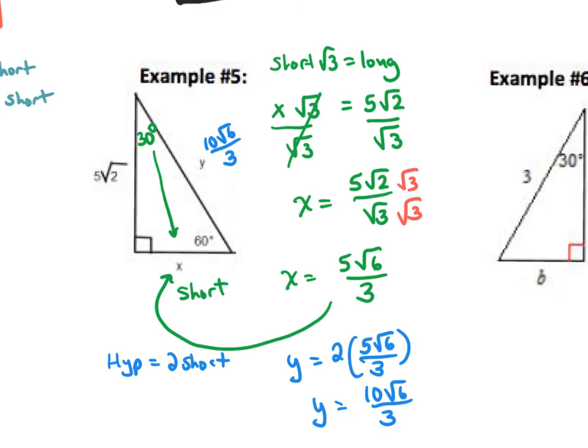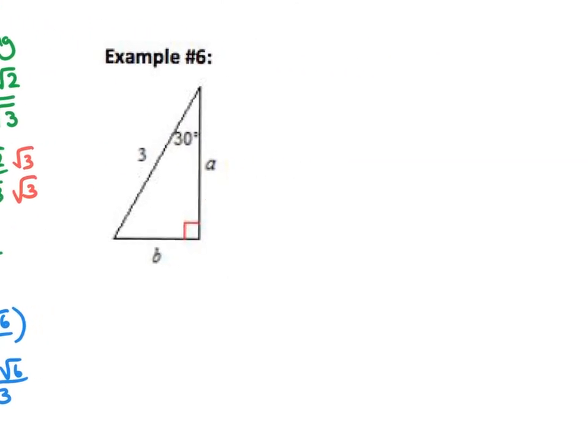So let's look at a final example with a 30-60-90 triangle. In the first we were given the short leg. In the second we were given the long leg. This one we're given the hypotenuse. So the hypotenuse is 3, and we want to find the short leg and the long leg. This is 60, and this is across from that.